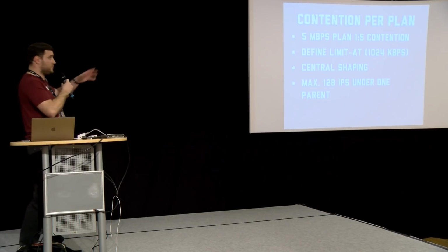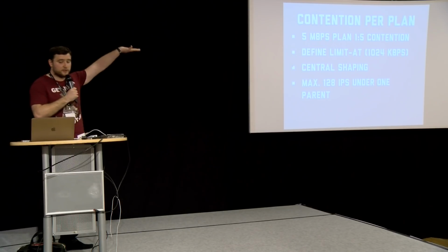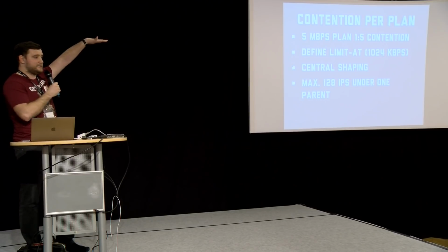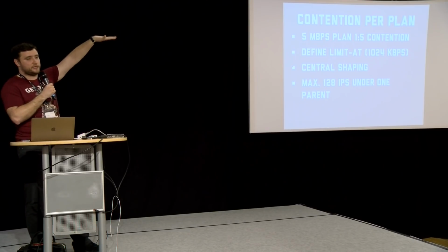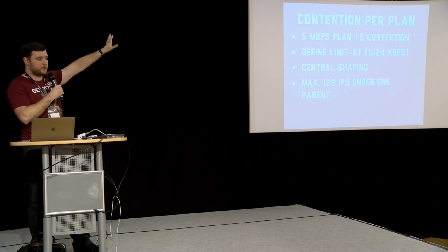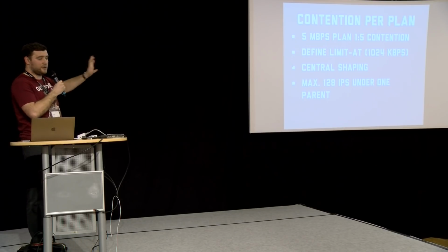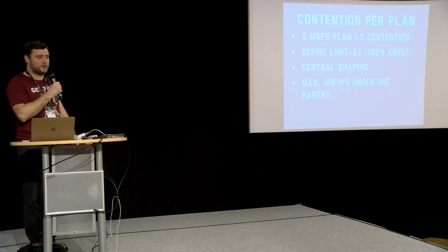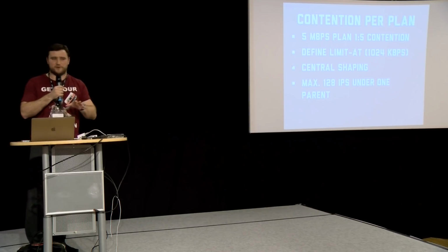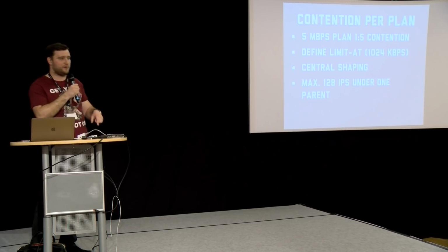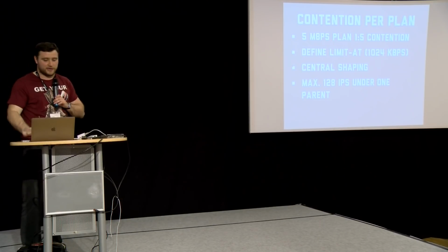Contention per plan, this is something we will show in that example. When we have this simple queue with the parent, we can provide aggregation. So for example, I sell 10 megabit per second, and I will share it between 5 customers, so with contention 1 to 5. The only limitation on that configuration is that 128, I think, IPs can be used under one parent. That's what we found. If you configure it through Winbox, it will be much less, probably around 60. If you push it through command line or through API, then it stops accepting your commands at around 128 IPs under one parent.